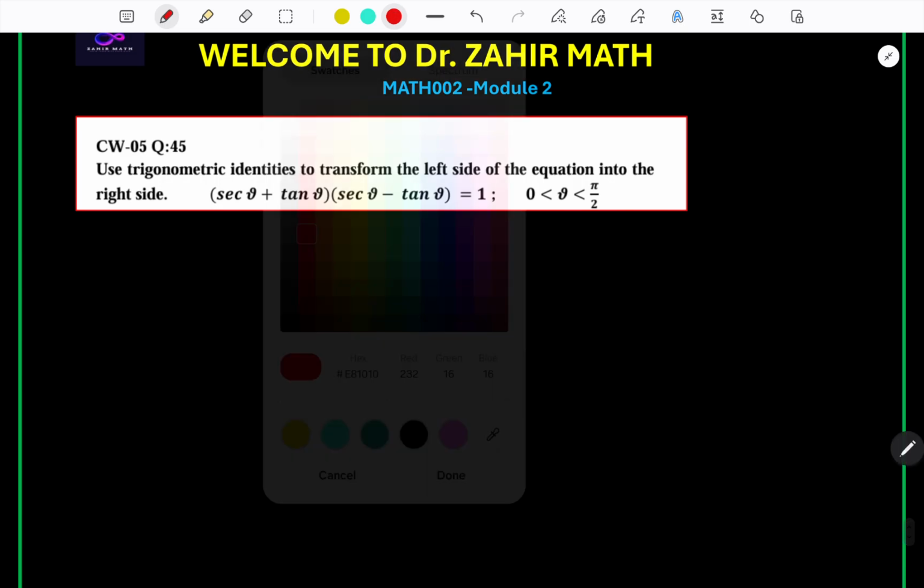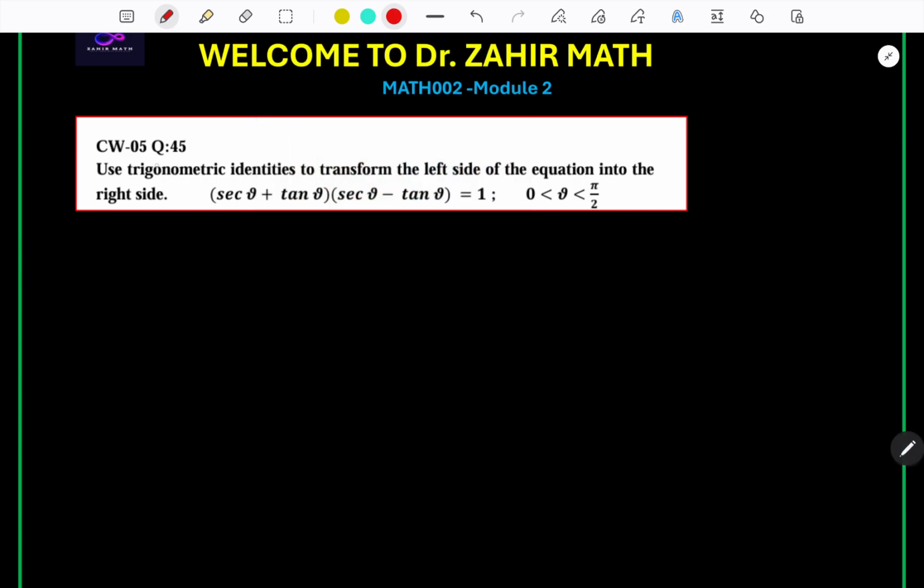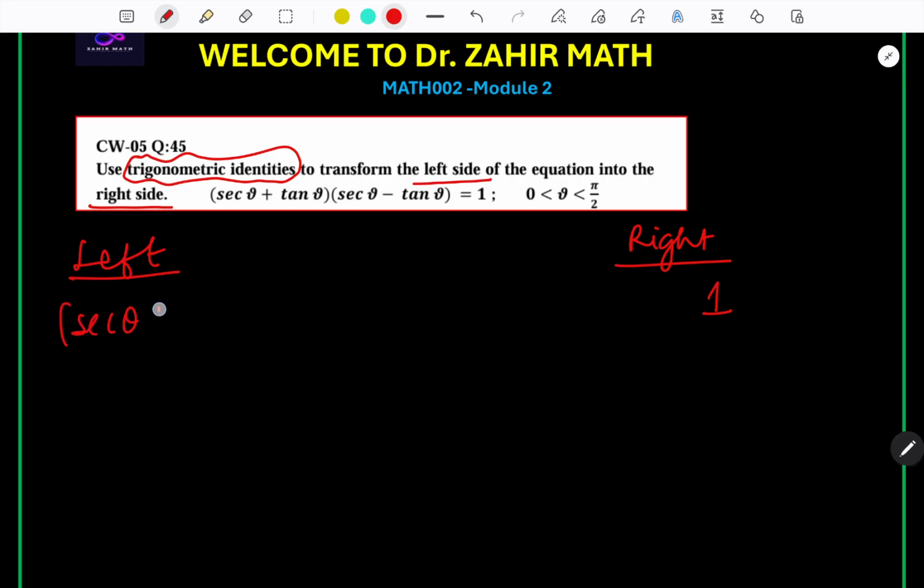Let's go to the next question. Again, the next question is to use trigonometric identities, just to show that left is equal to right. Right is 1. The left is secant theta plus tan theta, and secant theta minus tan theta. This is the left one.